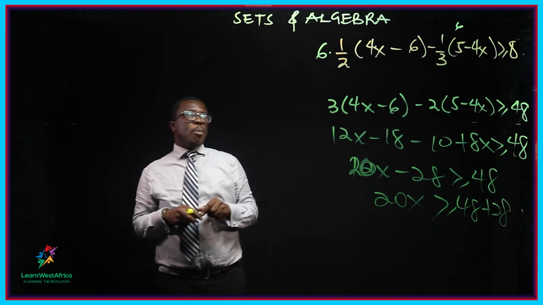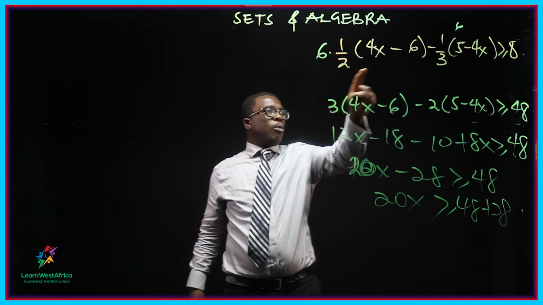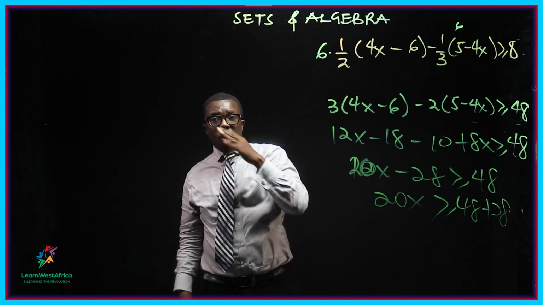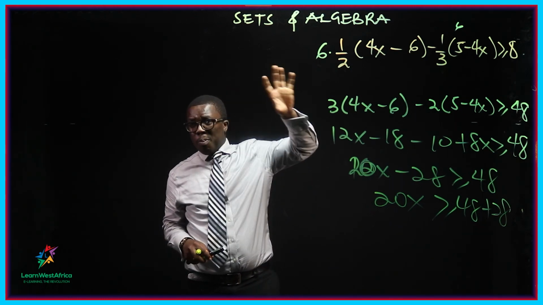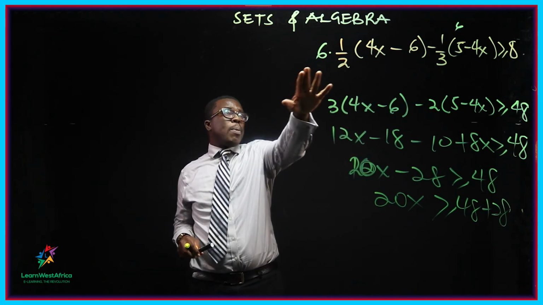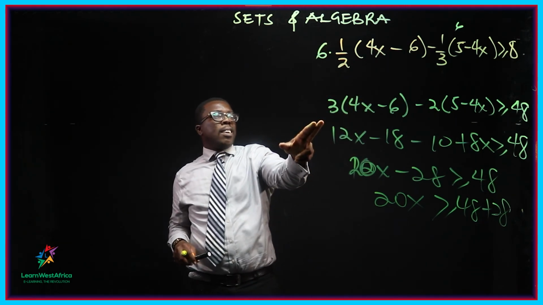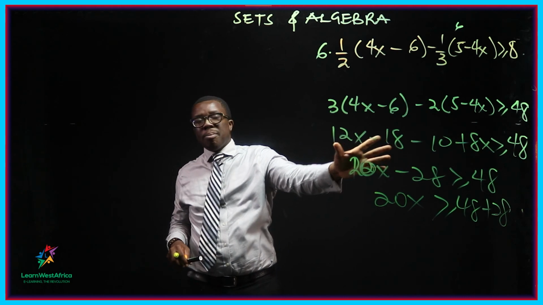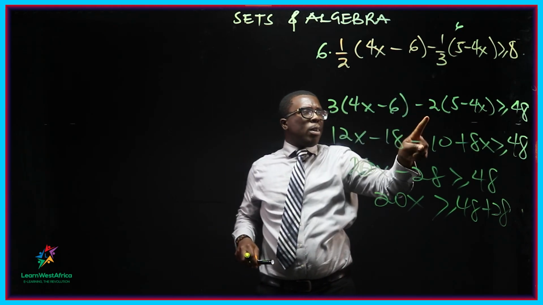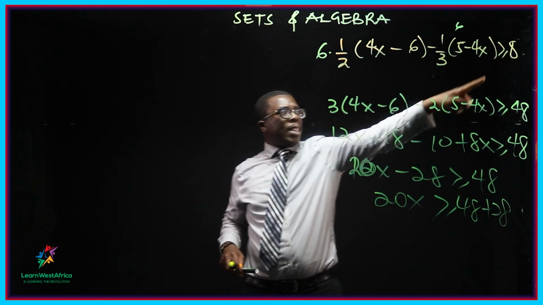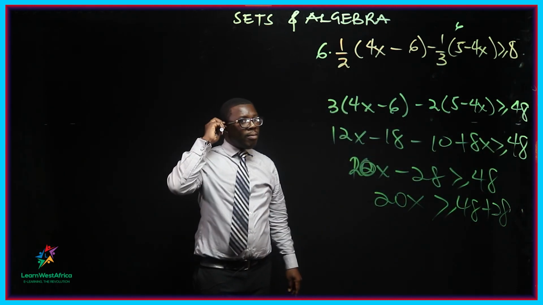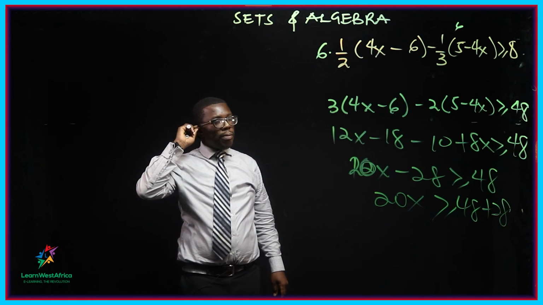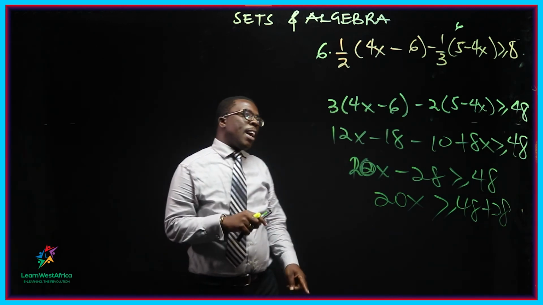Once more, you look for the LCM of the denominators 2 and 3, which is 6, and you multiply each term by the LCM. We multiply 6 by the first, so 2 becomes 1 and 3 becomes 2. Now 4x minus 6, and then 5 minus 4x. Now 6 times 8 is 48. Now you expand it.